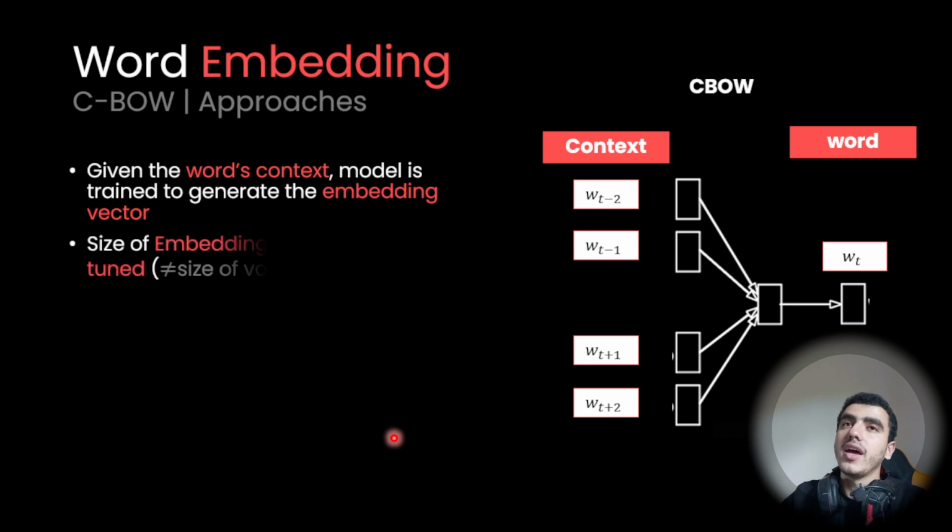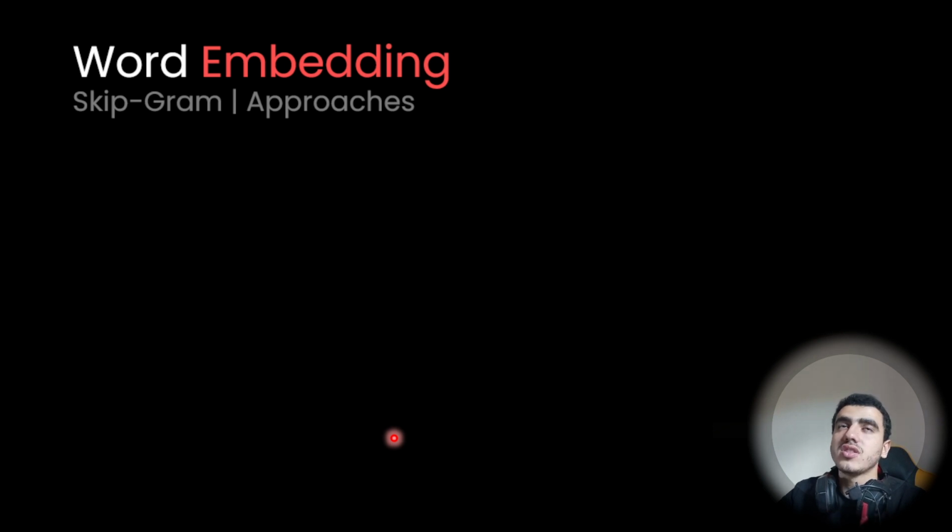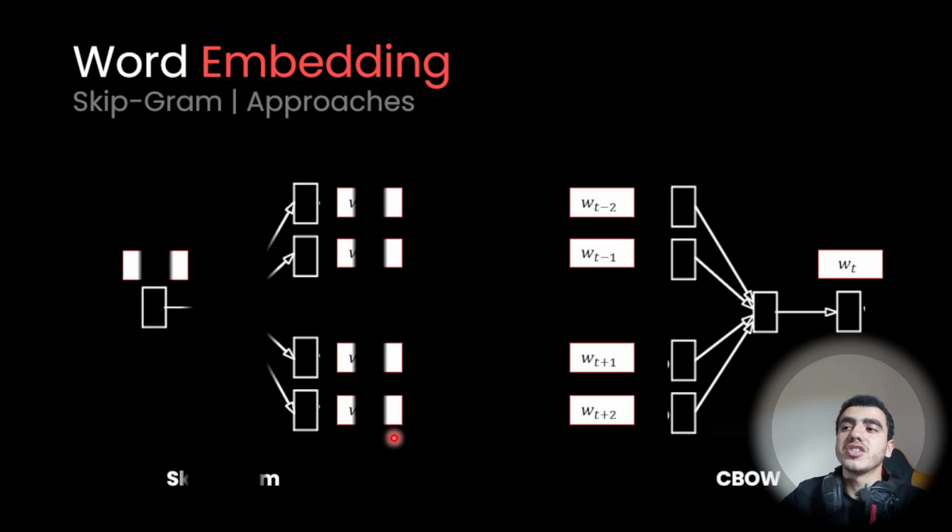Here I have the advantage that I can flexibly control the embedding dimension, so I'm not forced to have the same dimension as the vocab. The size is pretty much decreased.